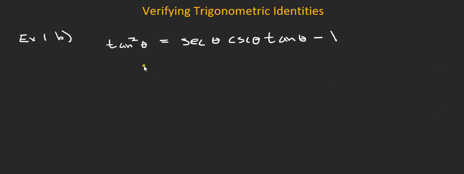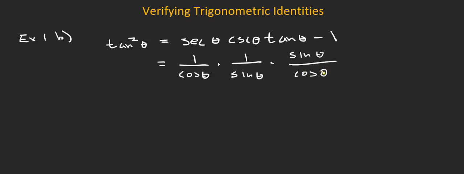Let's take a look at example 1b. In this example, the right side looks more complicated. So I'm going to work with the right side to show that it is equal to tangent squared theta. Well, let's simplify this. Secant theta is 1 over cosine theta, and cosecant theta is 1 over sine theta. What about tangent theta? That's sine theta over cosine theta, and then you get minus 1. So sine theta will cancel out here.